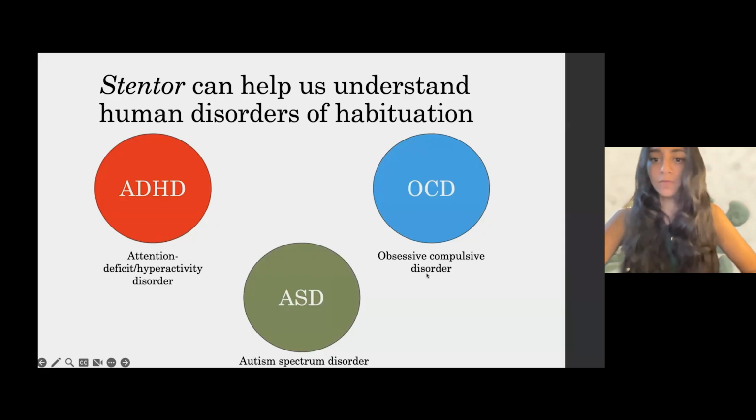And in obsessive compulsive disorder, the compulsions arise from a lack of habituation to anxiety. So it's an anxiety disorder in which there's a lack of habituation to that feeling of pain and discomfort.